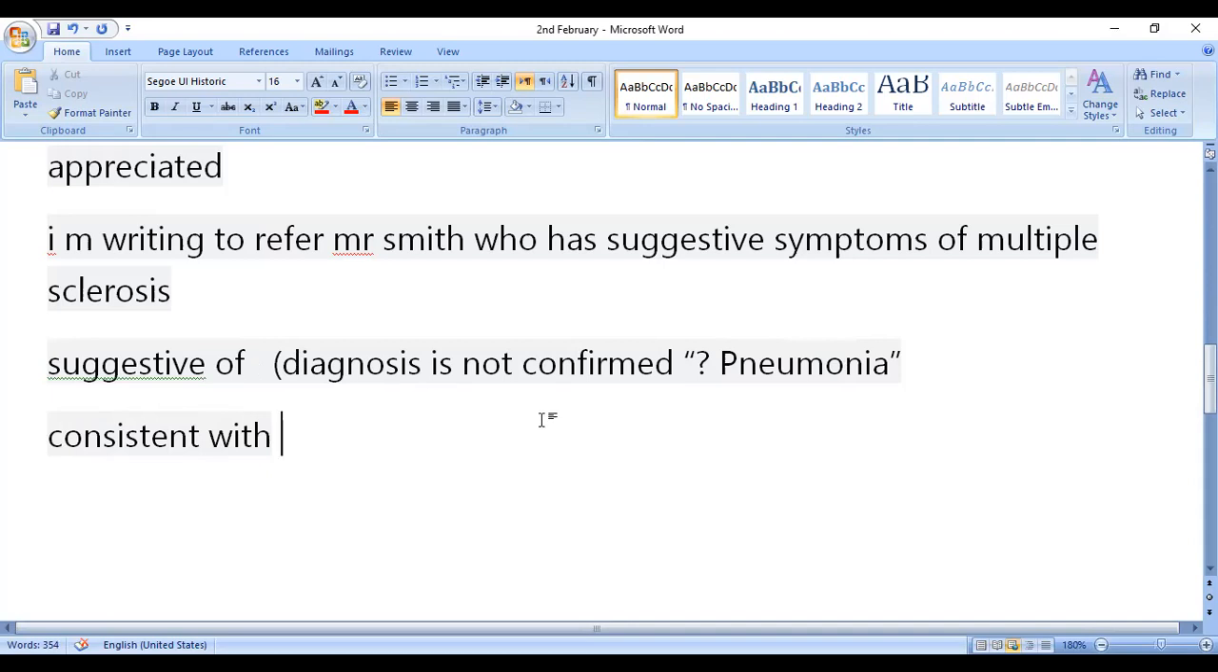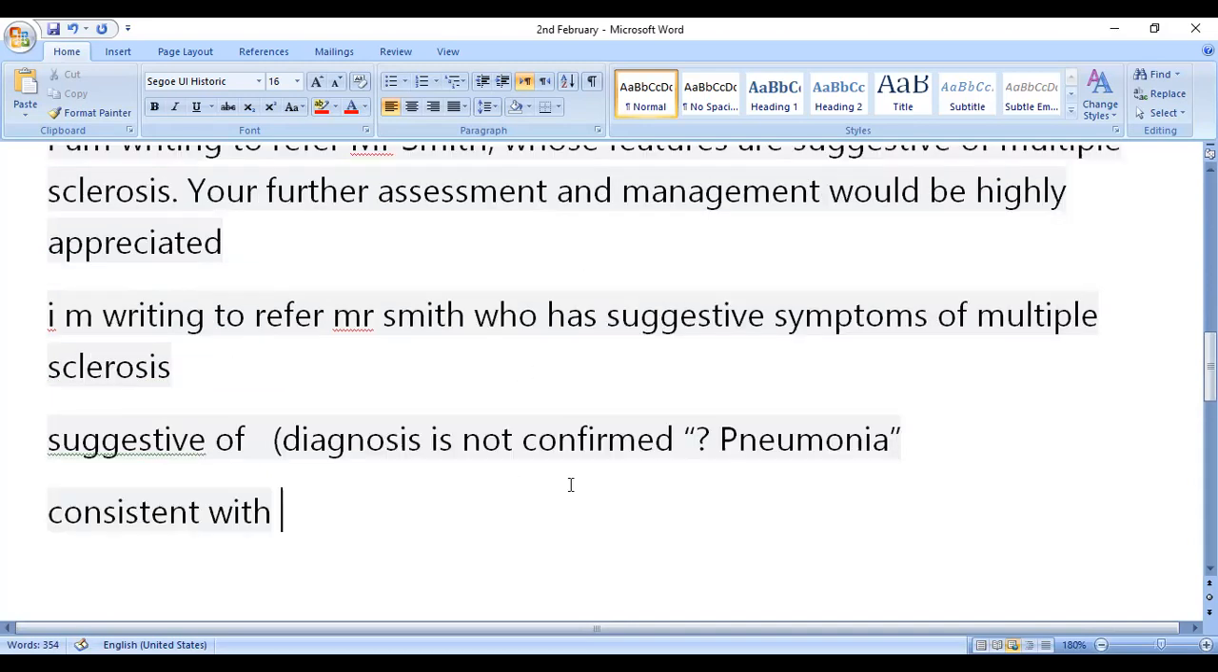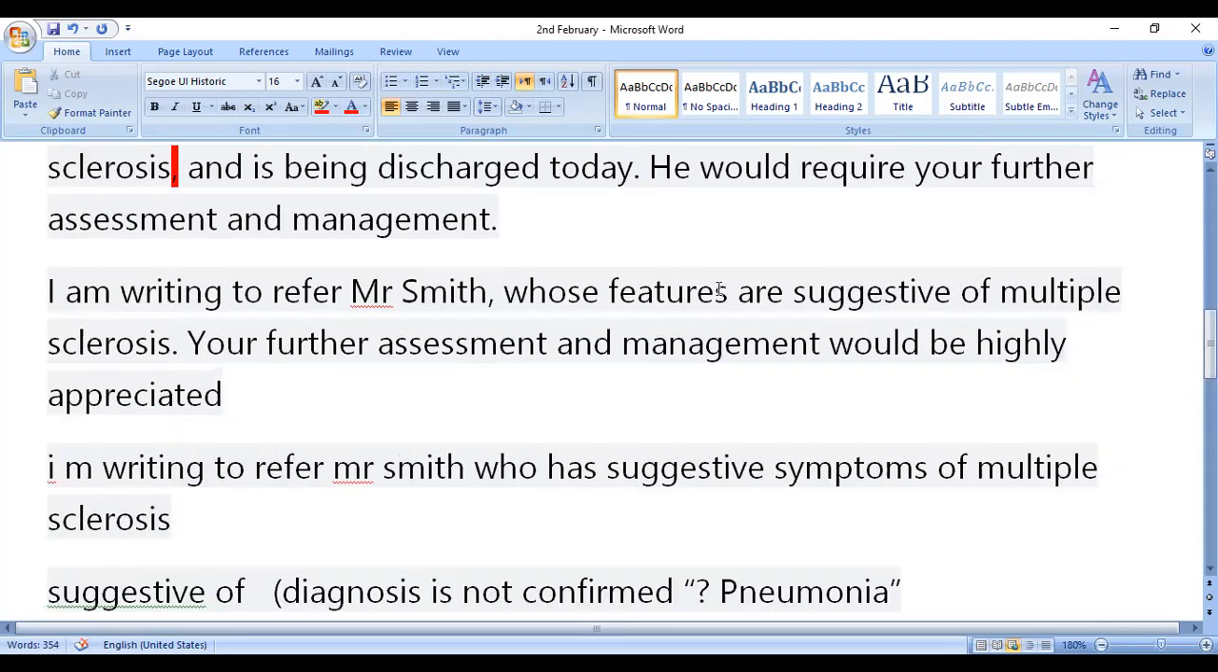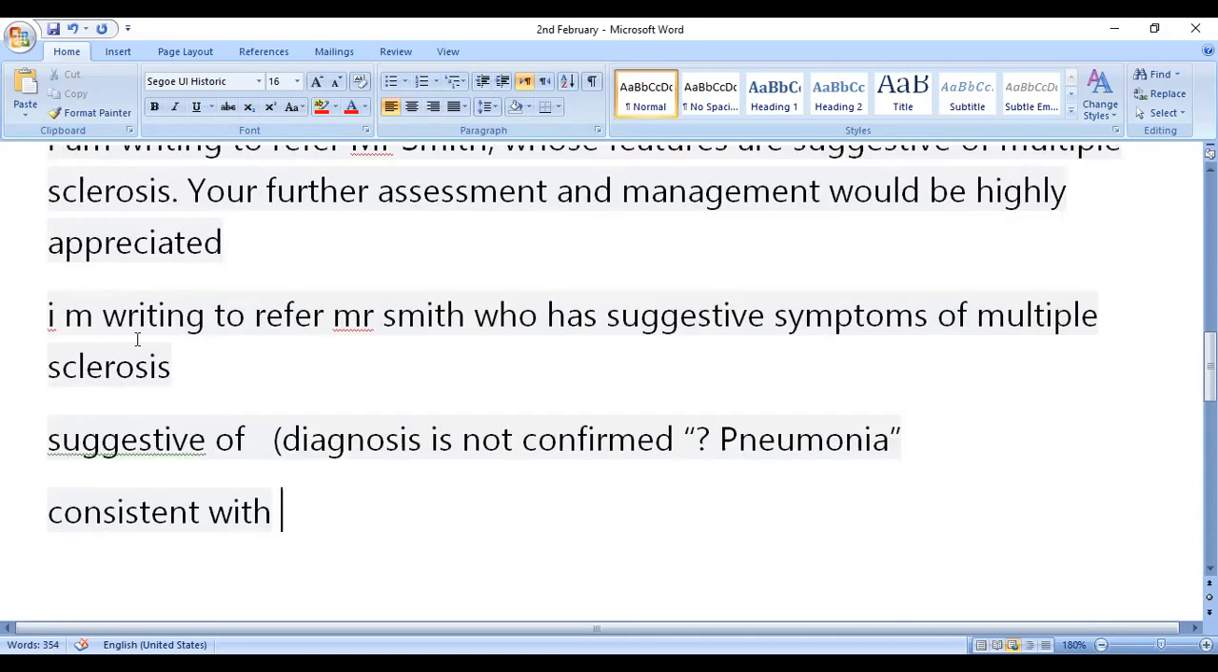So "consistent with" or "suggestive of" depends upon a confirmed diagnosis or a possible diagnosis. Be careful. As I do not have the case notes here, we will just consider "whose features are suggestive of multiple sclerosis. Your further assessment and management would be highly appreciated." That is okay. This is not wrong because the student is writing quickly. So: I'm writing to refer Mr. Smith, who has suggestive symptoms of.